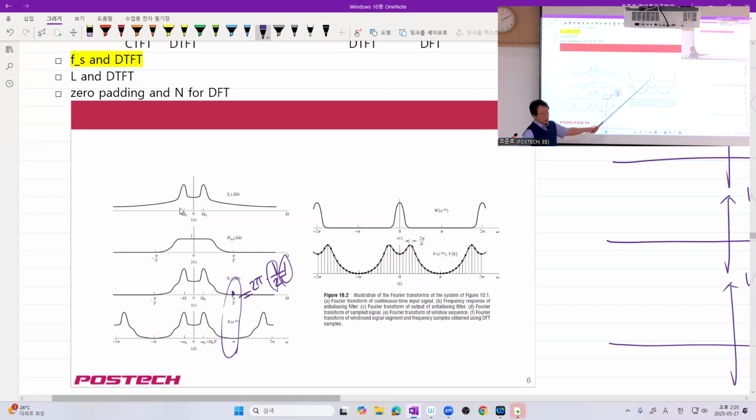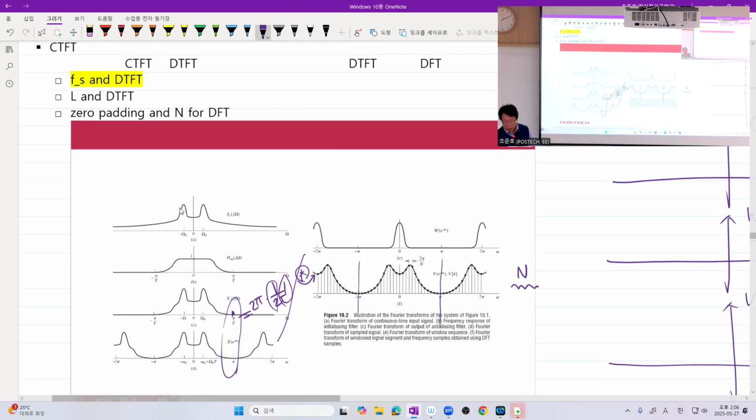Now, here comes the DTFT of the window function. These two will be circularly convolved to generate the DTFT of V. And if we choose some capital N, then what you do is that you divide this single period of 2 pi into uniformly spaced capital N intervals and evaluate by performing DFT.